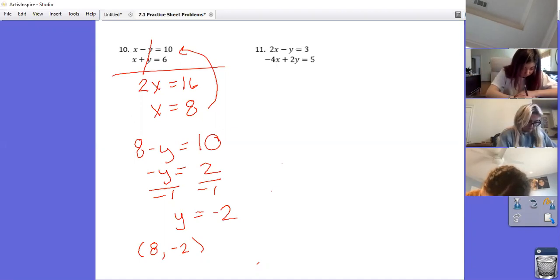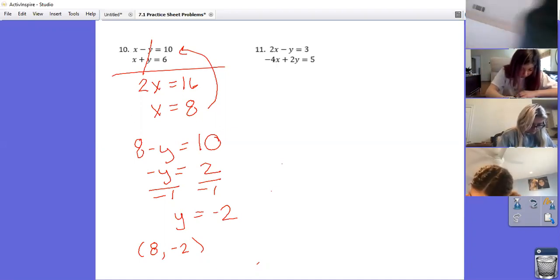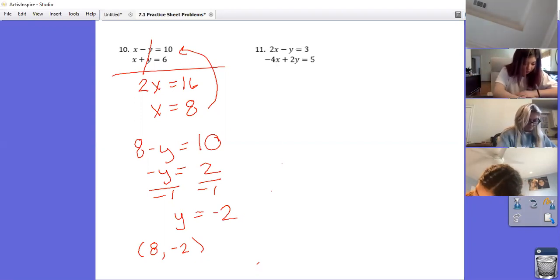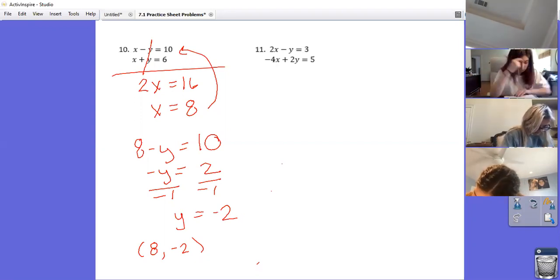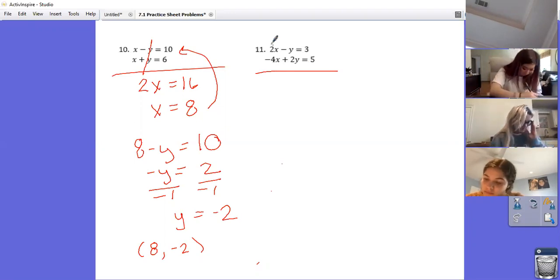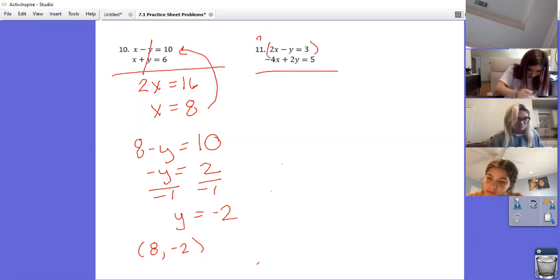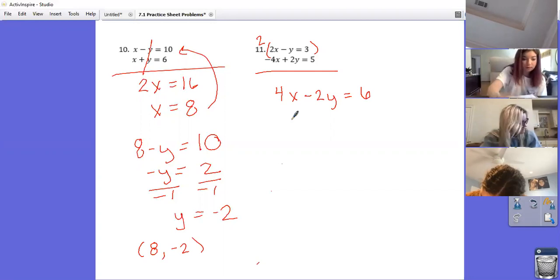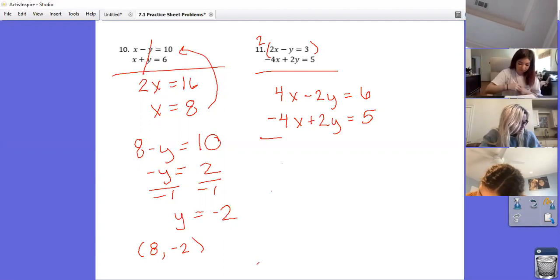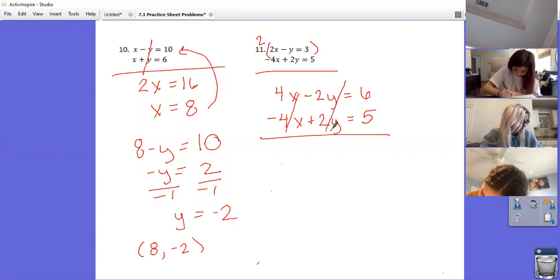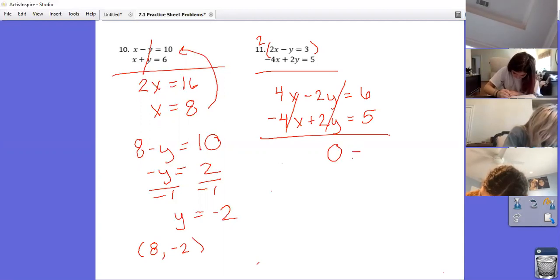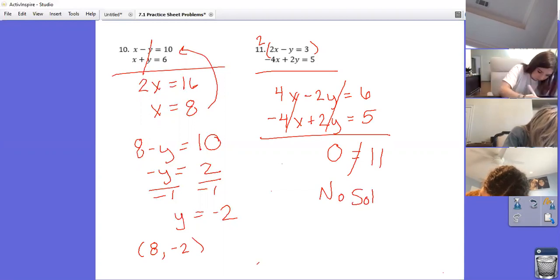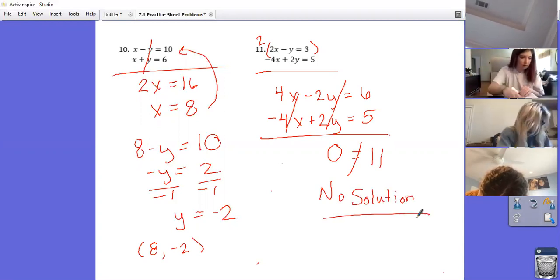Then number 11 had no solution. You may work that one out too. So I'm just going to multiply the top equation by 2. X minus 2y. So actually, when I add the two together, I get 0, because they both cancel out. And then I get 0 equals 11, which is not true. That means there is no solution for that one.